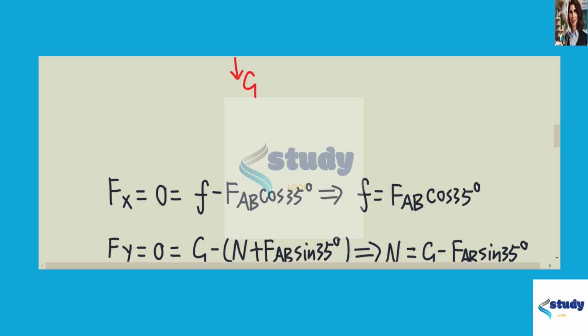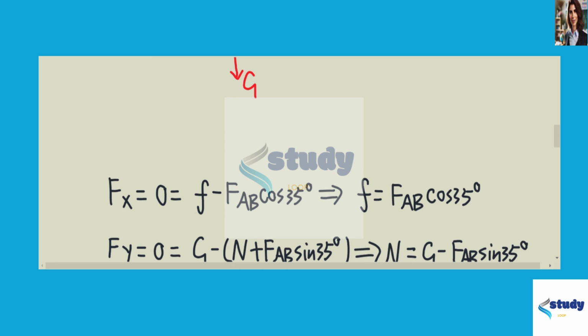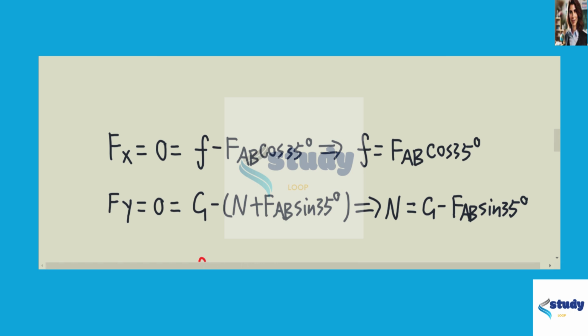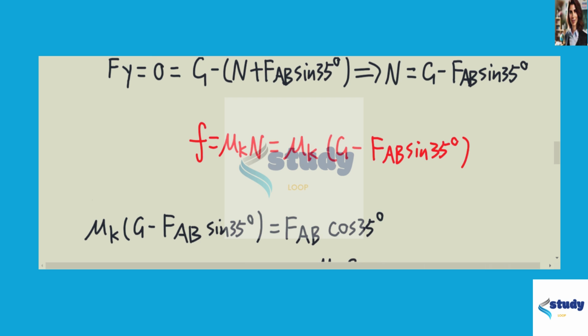So if we apply Newton's second law, the net force along the X direction is equal to 0, which is equal to F minus FAB cosine 35 degrees. Therefore, friction is equal to FAB cosine 35 degrees. In the y direction, the net force Fy is equal to 0, which is equal to G minus N plus FAB sine 35 degrees. Therefore, N, the normal force, is equal to gravity minus FAB sine 35 degrees. And we know friction is the kinetic friction, mu K N, which is equal to mu K times (G minus FAB sine 35 degrees). So we have mu K (G minus FAB sine 35 degrees) equal to FAB cosine 35 degrees.